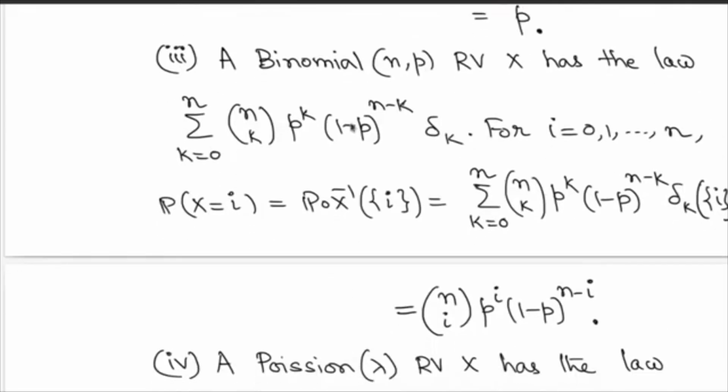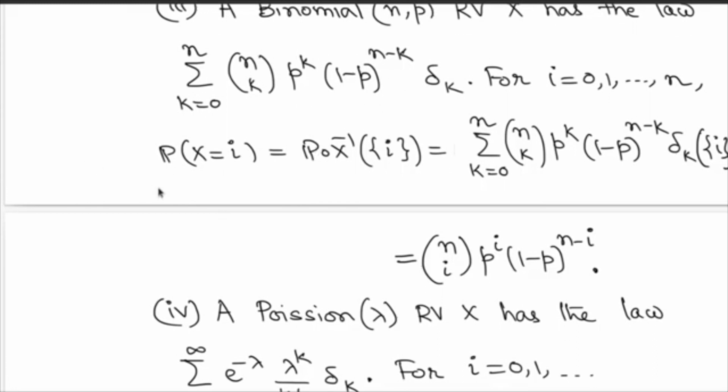Similarly, if you go to a binomial random variable with n being a positive integer and p being a number between 0 and 1, then you get a law which is now a convex linear combination of the Dirac masses with these scalars coming from the appropriate binomial coefficients. Okay, so here again, if you compute the probability X equals i, you can simplify and you will exactly get this quantity, that is the probability mass function for a binomial random variable that you have seen in your basic probability course.